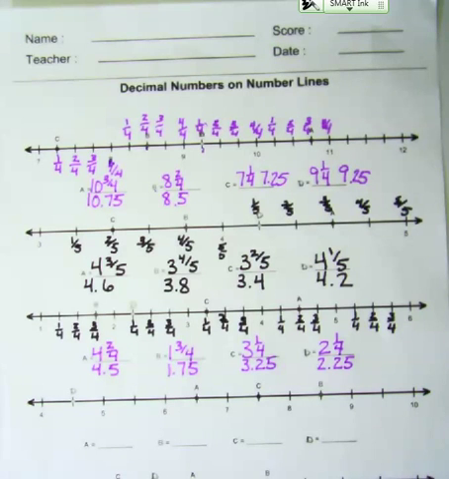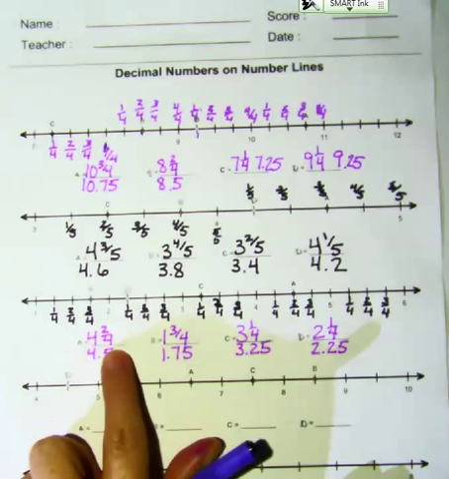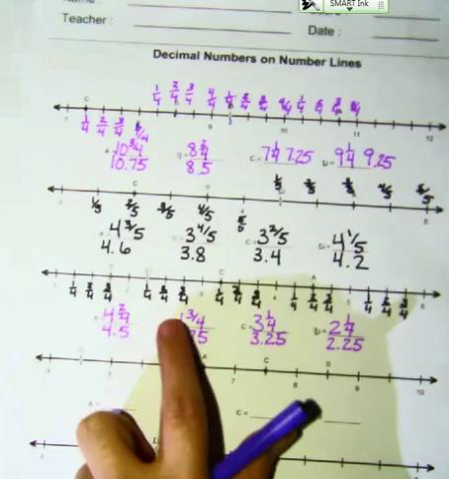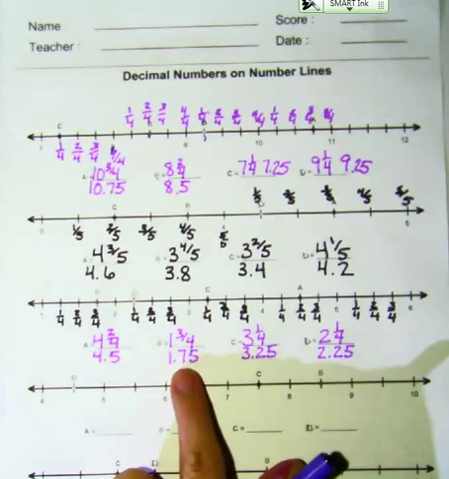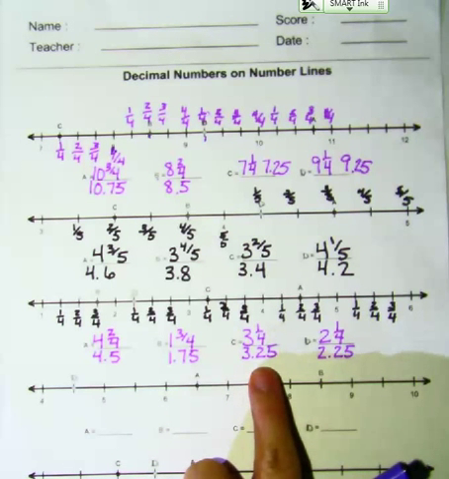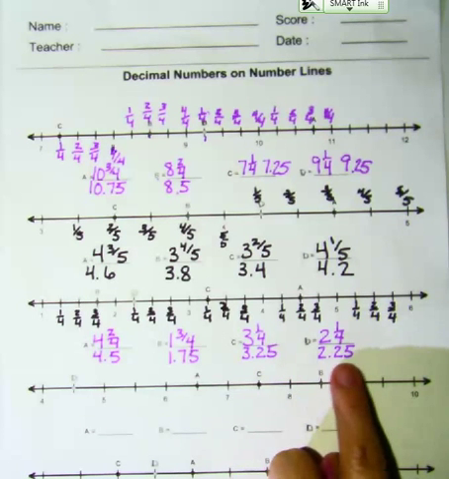Okay, here's what your answer should be. A is located at 4 2/4, or 4.5. B is located at 1 3/4, or 1.75. C is located at 3 1/4, or 3.25. D is located at 2 1/4, or 2.25.